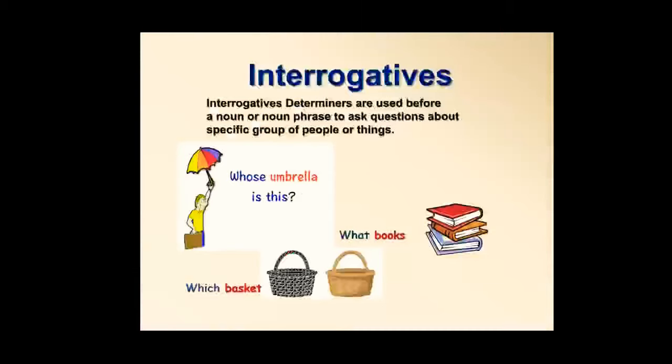Next determiner is interrogatives. Interrogative determiners are used before a noun or a noun phrase to ask questions about a specific group of people or things. These three interrogative words, whose, what, which, will ask about a certain noun, like whose umbrella, what books, which basket.